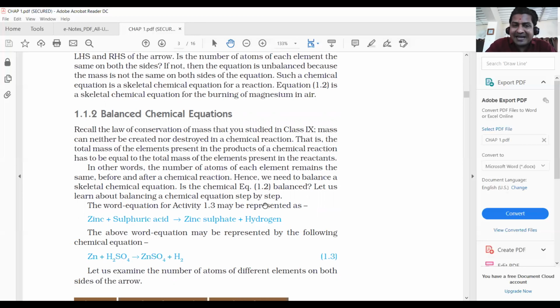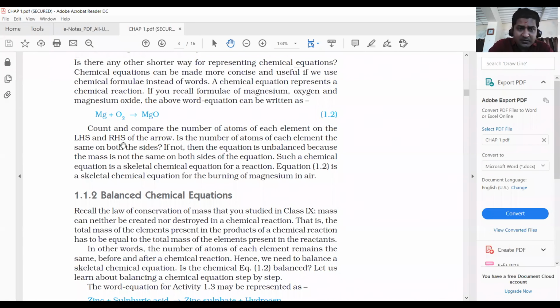So the total mass of the elements present in the products of a chemical reaction is equal to the mass of the elements present in the reactants. In other words, the number of atoms of each element remains the same before and after the chemical reaction. Hence we need to balance the skeletal chemical equations. Is this a balanced chemical equation?